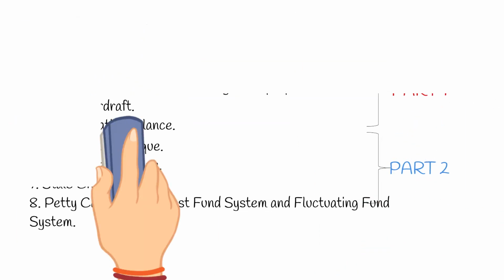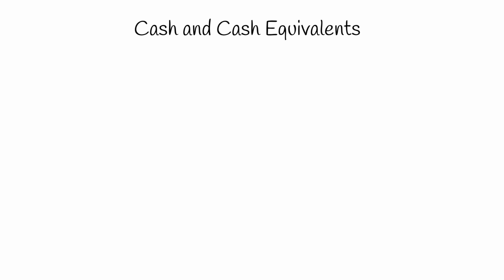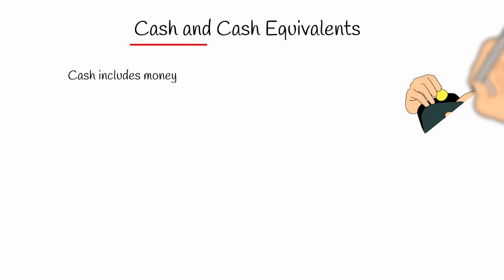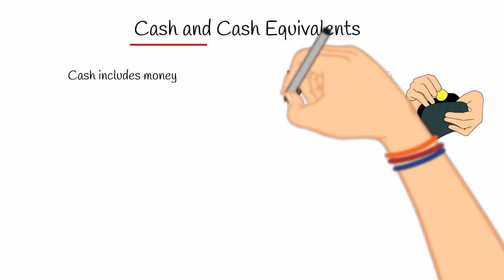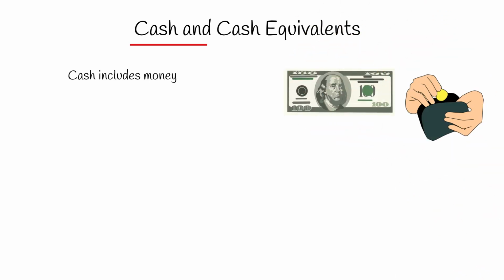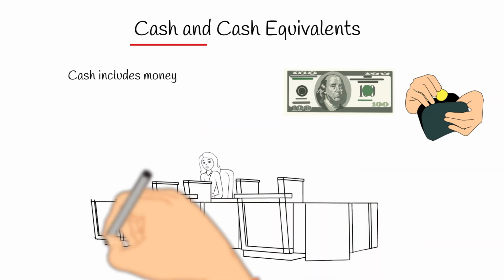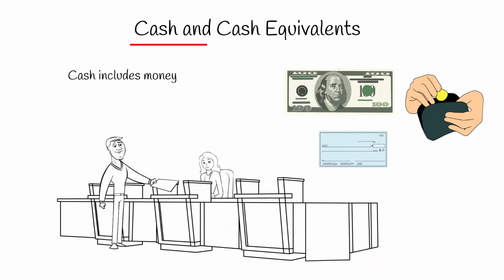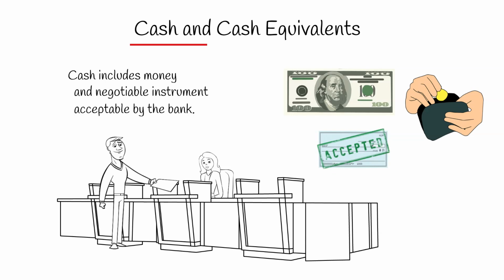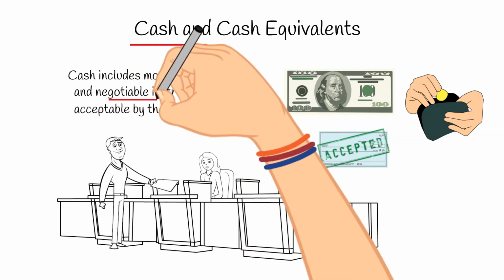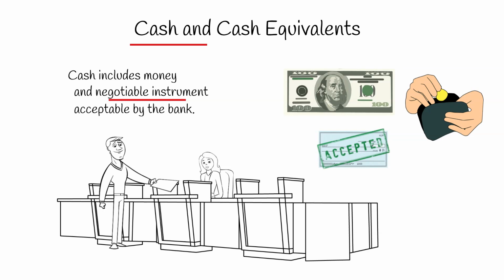Let's begin. To better understand the meaning of cash and cash equivalents, let us split this in two words. First is cash. Cash is simply money. These are coins and currencies. But in accounting, cash is not limited to money. For instance, when you receive a check and presented it to the bank, it will be immediately in cash to you. Therefore, cash includes money, a negotiable instrument acceptable by the bank for immediate credit or deposit.